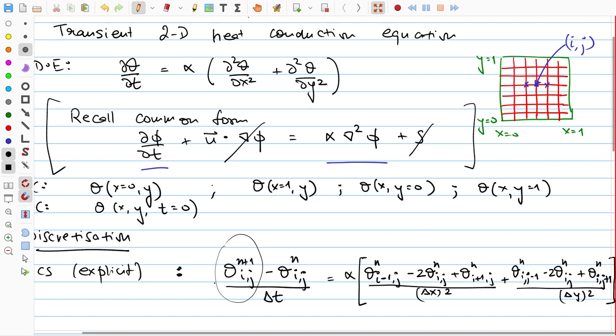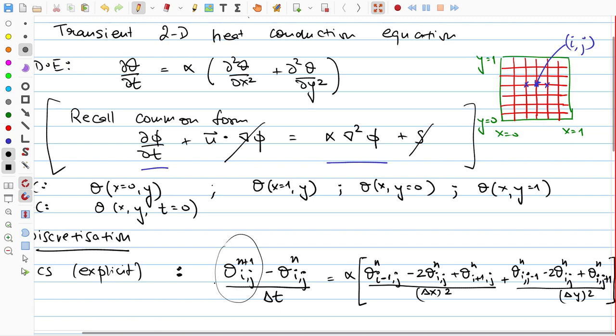So for the explicit case, I am not going any further, I won't write the algorithm and so on. It's extremely similar to what we had in 1D. All you have to do is write the update formula using this 2D representation, that's it for explicit.